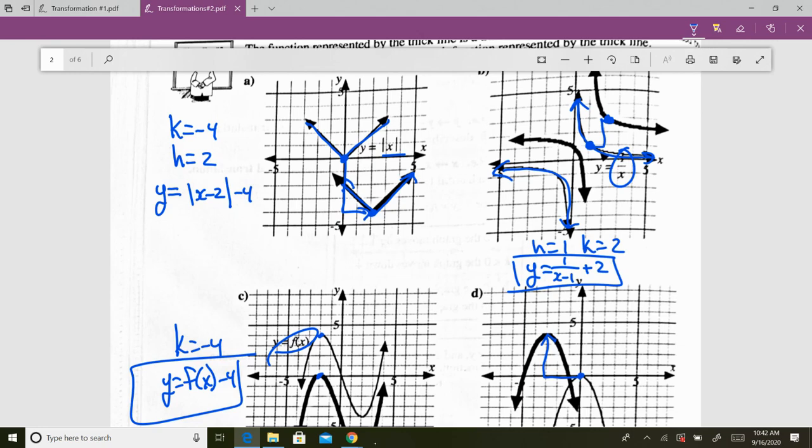Questions 1, 2, 4, please. Lesson 2 over.